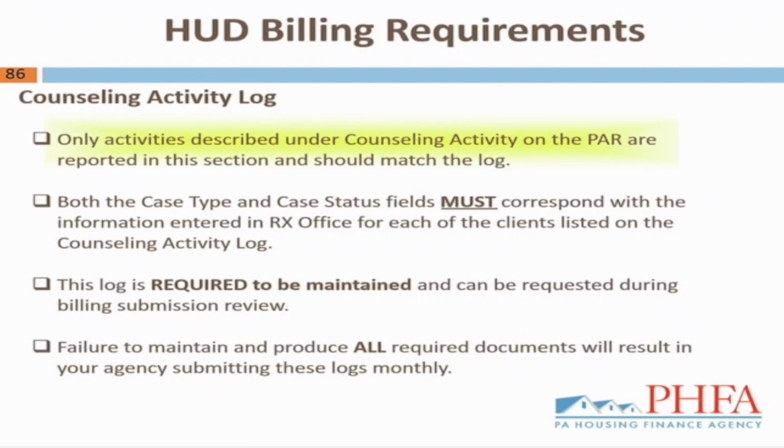Only activities described under the counseling activity or on the PAR are reported in this section and should match the log. Both the case type and case status fields must correspond with the information entered in RX Office for each of the clients listed in the counseling activity log. This log is required to be maintained and can be requested during billing submission review. Failure to maintain and produce all required documentation will result in your agency submitting these logs monthly.